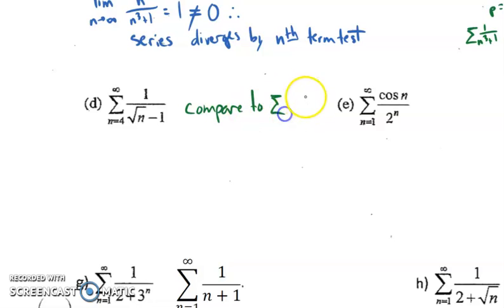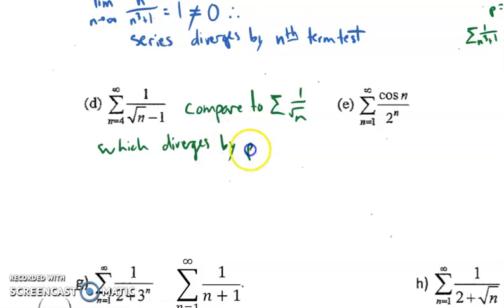to the sum of 1 over the square root of n, right? Which is a p-series, which diverges by p-series because p is equal to 1/2, which is less than or equal to 1.